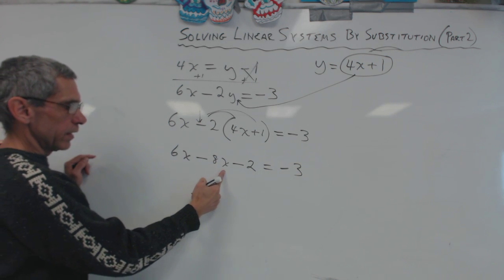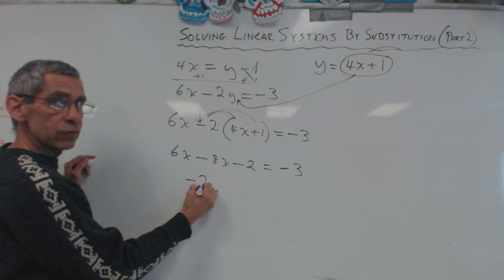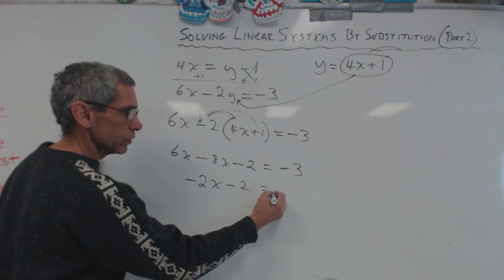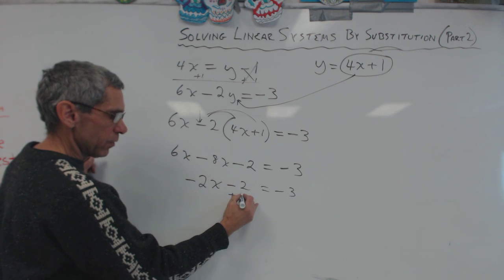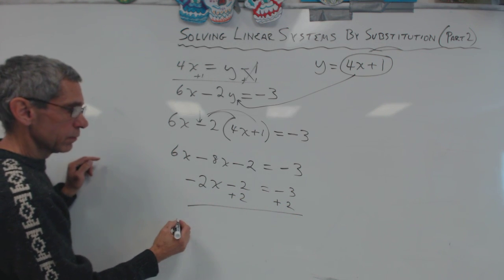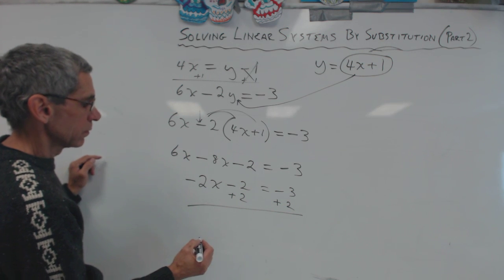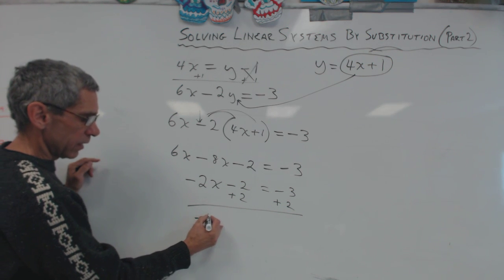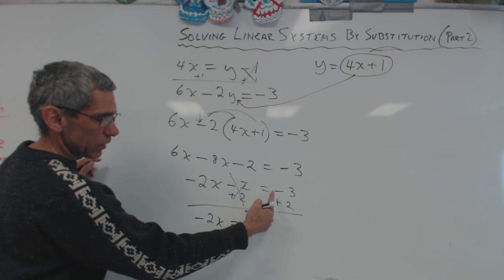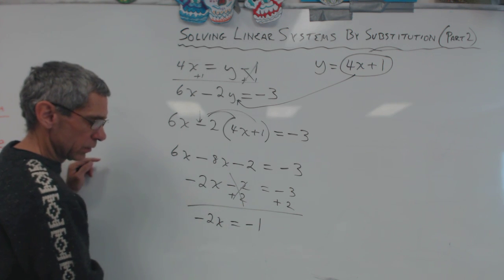So 6x minus 8x is negative 2x, right? Minus 2 is equal to minus 3. I'm going to add my 2. Okay, so then I've got negative 2x is equal to, these cross out, negative 1, am I right?